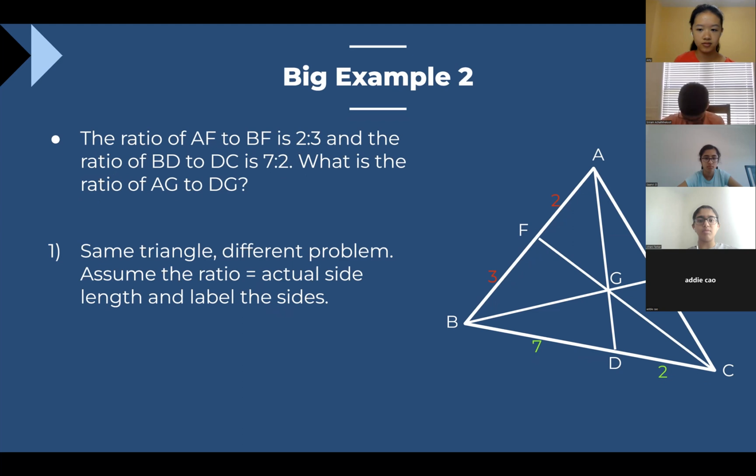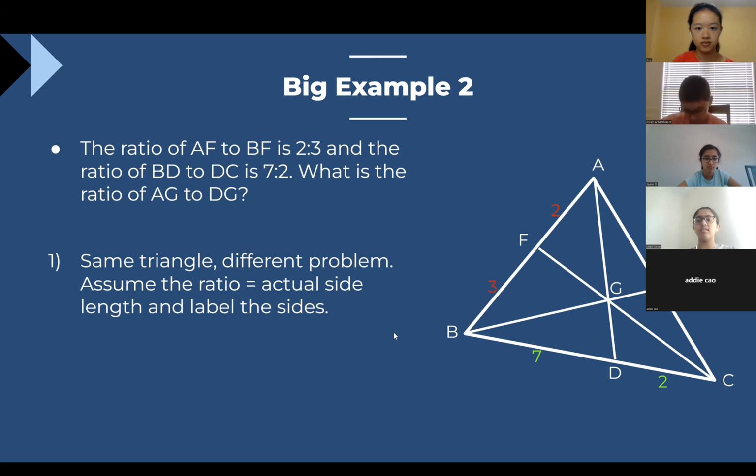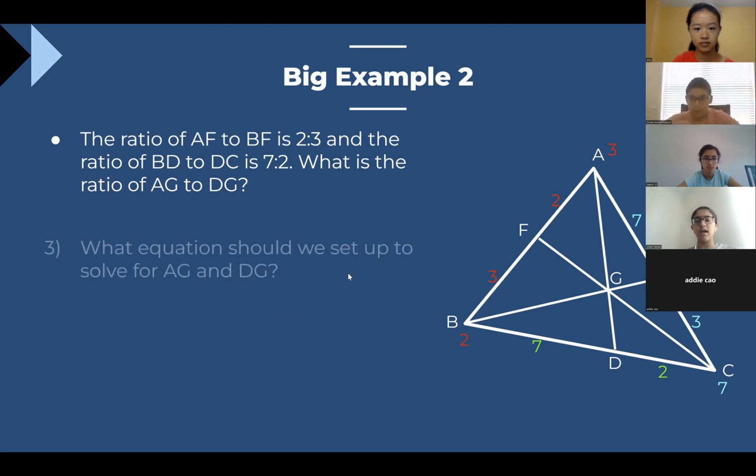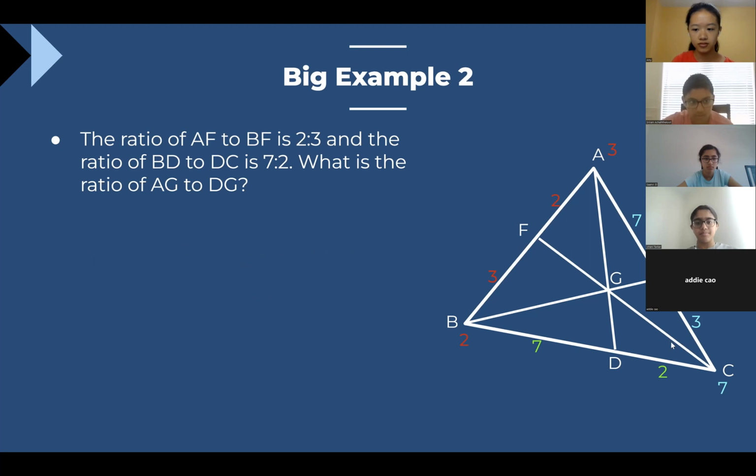So we assume the ratio is equal to the actual side length, and we label the sides. As you can see, we have already labeled the sides. We can also reuse the mass values which we solved for earlier, because as we said, that ratio 7 to 3 will always apply for this triangle specifically. So now we have these.